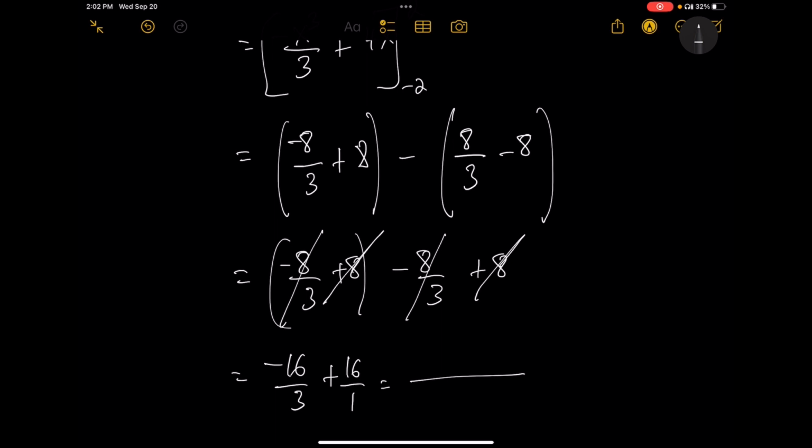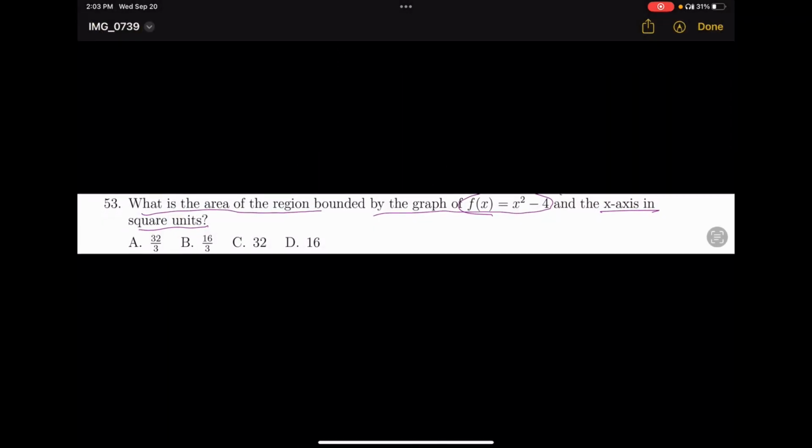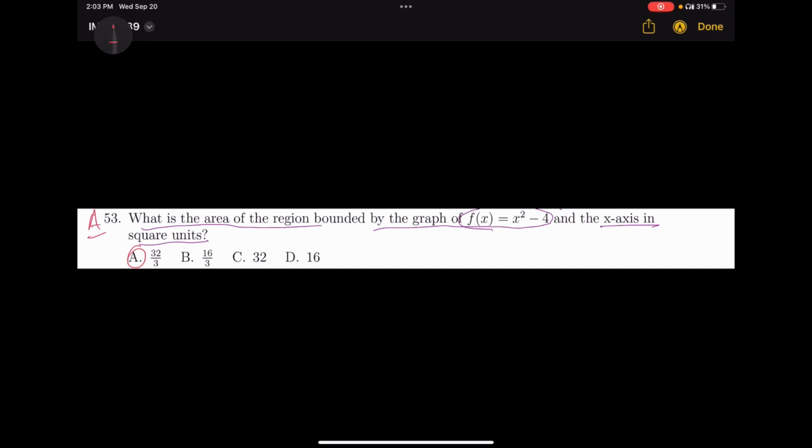Which is negative 16 plus 3 times 16 over 3, which will be 2 times 16 over 3, which is 32 over 3. This is the area of the region, 32 over 3. Therefore the answer is A.